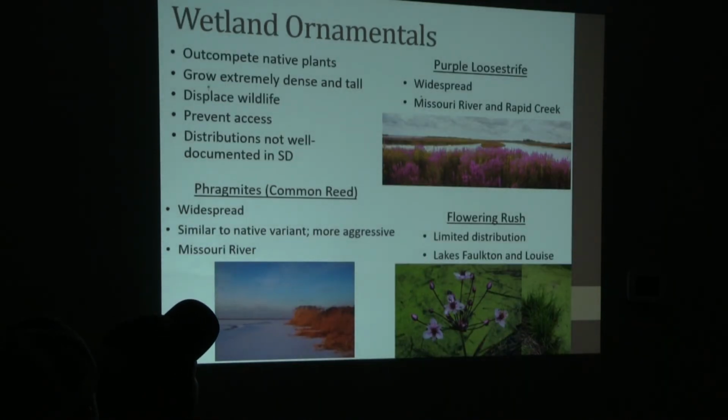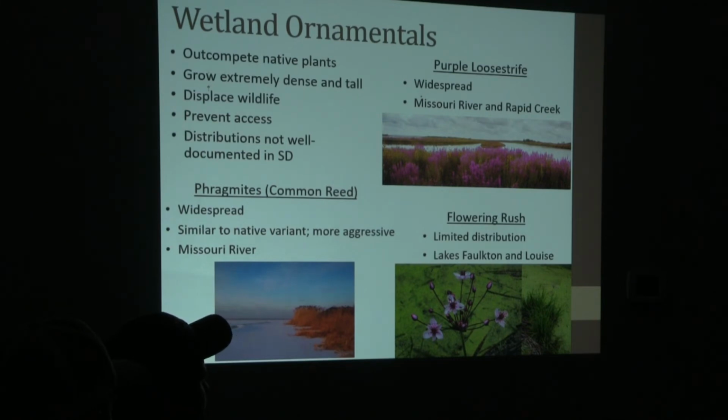Moving on over to our wetland ornamentals. They get this name just by their overall attractive presence. A lot of them have very unique flowers that grow off of them, but the purple loosestrife and the phragmites both have native counterparts that look fairly similar, but they grow in dense or less dense mats, and they also don't grow as tall as their native counterparts.